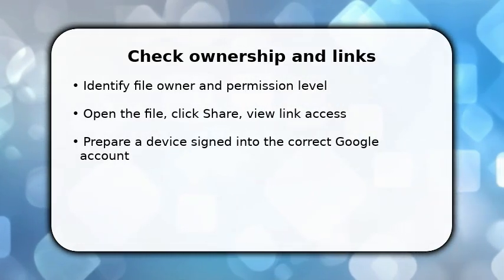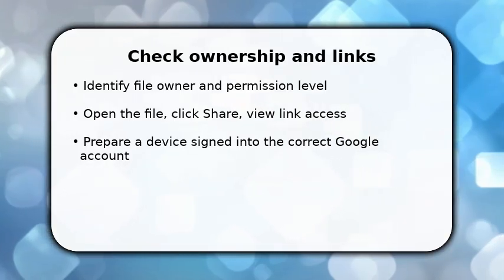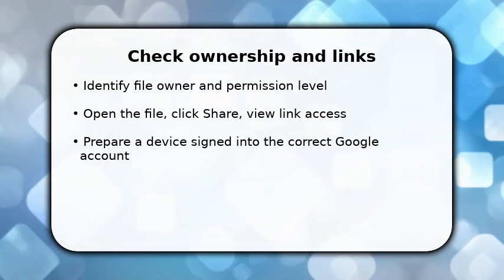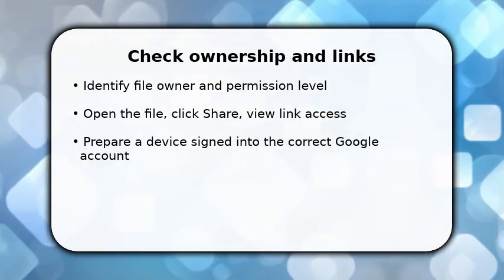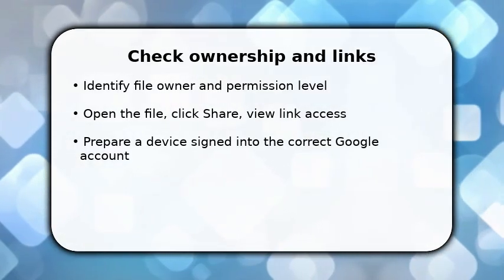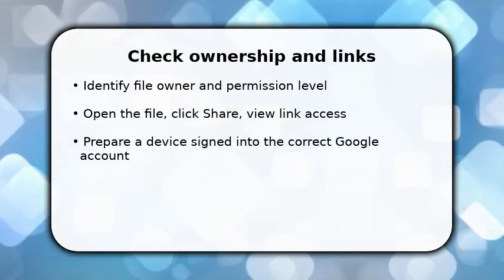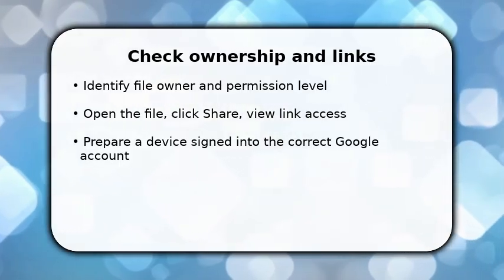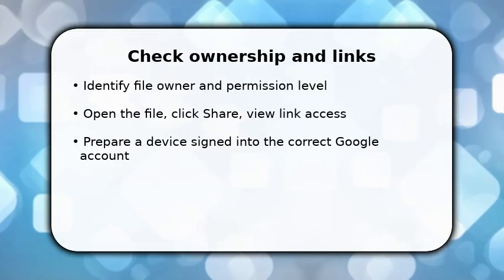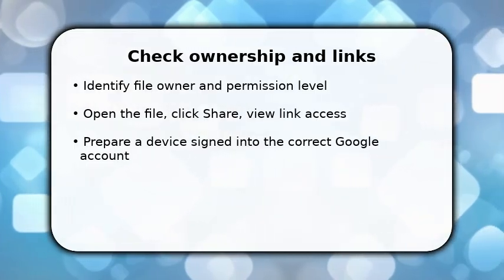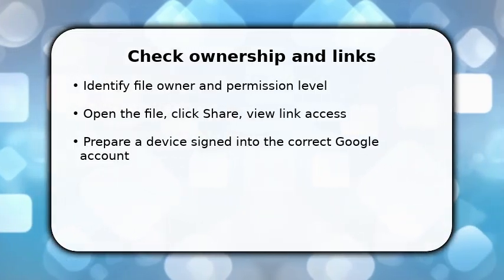Once signed into the correct Google account, open Drive and locate the item. Click the file, then Share to reveal current access. Make sure to note whether it's anyone with link, restricted, or specific people. Doing this first prevents accidental permission changes for unrelated files and tells you which next action.